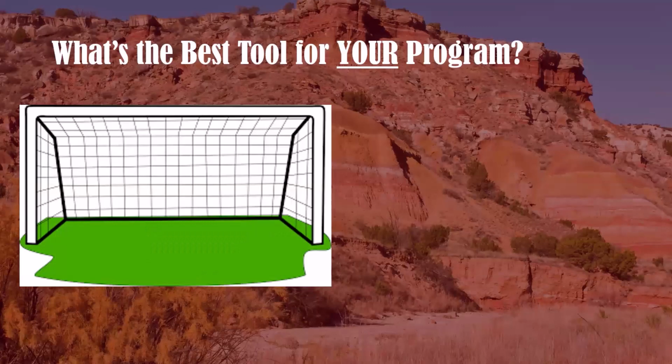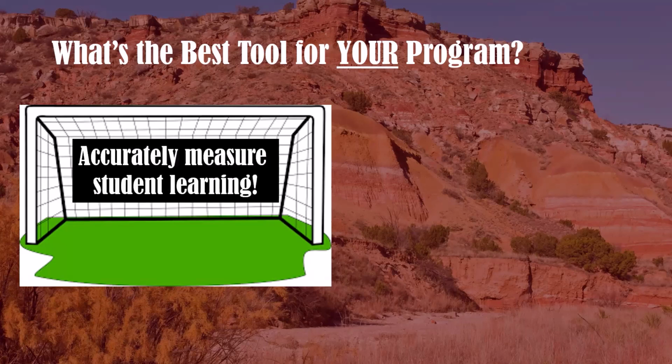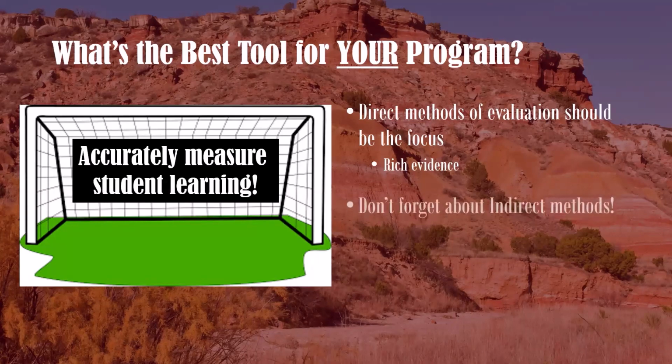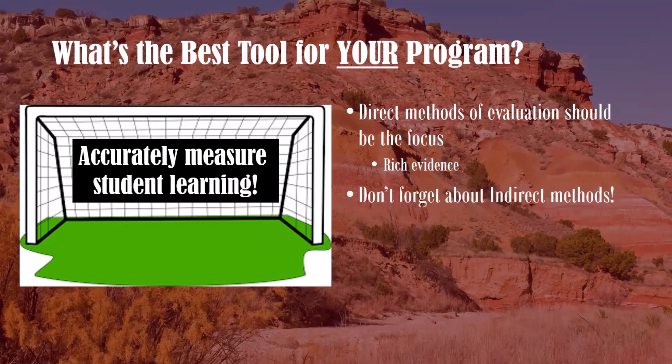Now that we have discussed the tools, what's the best tool for your program? The short answer is lots of them. The goal of your program assessment is to accurately measure student learning. To meet this goal, direct evidence of evaluation should be the focus of your assessment. Rubrics and scoring guides provide better, richer evidence on a student's performance than grades or GPAs. But don't forget about indirect methods of evaluation. These tools can complete the story of a student's learning. It is encouraged to use both direct and indirect methods of evaluation when gathering evidence of student learning.